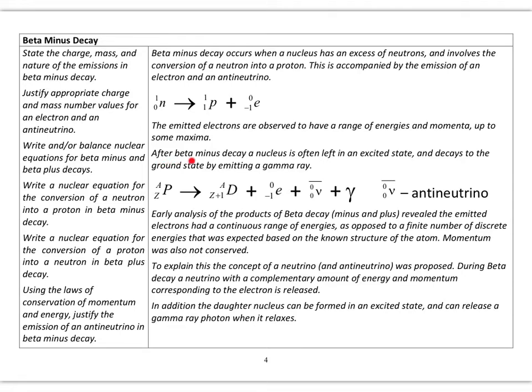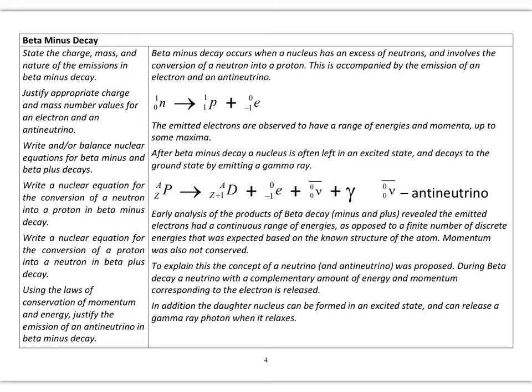They also found that after beta decay, the nucleus is left in an excited state, and this decays to the ground state by emitting a gamma ray. So in the same way that the daughter nucleus in alpha decay can be in an excited state, relaxes, releasing a high energy photon, same thing here. We'll talk a little bit more about the detail of this, as I said before, at the end.